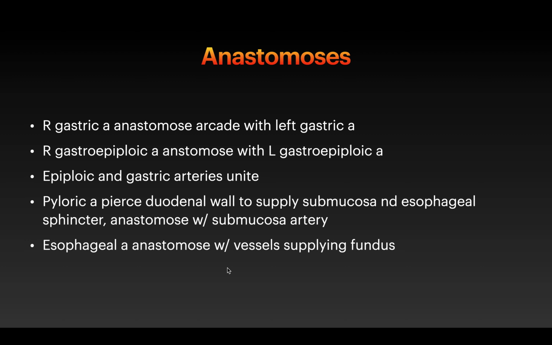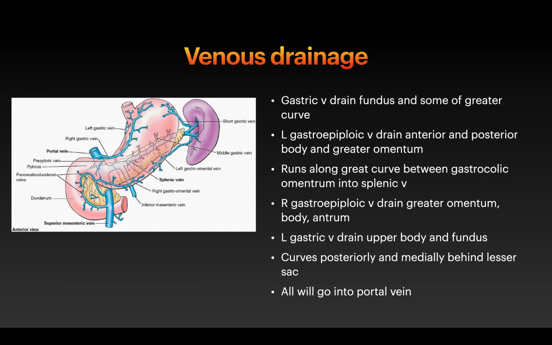So as you can see here, there's a lot of anastomosis, and they're all very close to the liver. So in hepatic failure, and when there's portal hypertension, it's going to affect all of these, but mostly the esophageal artery, because there's going to be a direct connection to the splenic artery. Okay, so the veins will just drain along the arteries, and they will eventually run along the curve and then drain into the portal vein.